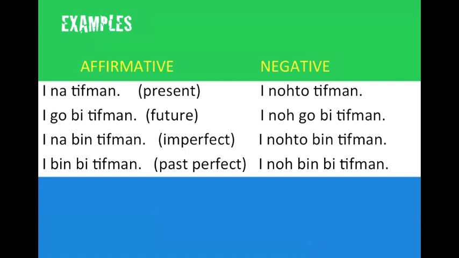And now we have the past perfect, had been in English. So e bin don be tif man. And to negate that, we're just going to add na before bin. So it becomes e na bin don be tif man.